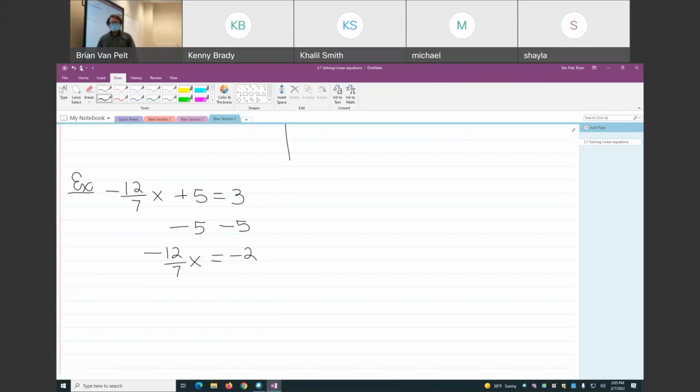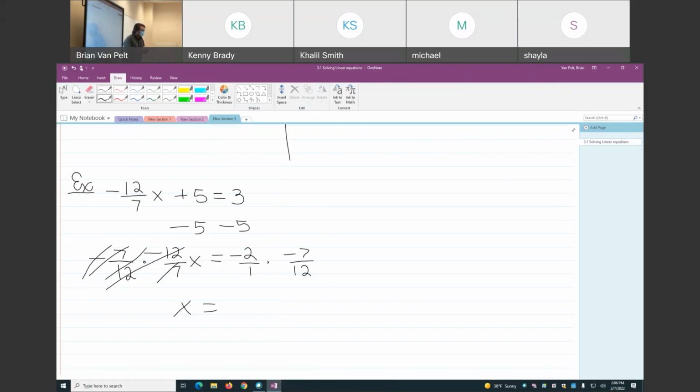I should have put over 1 though, because you know what's going to come, right? Now you multiply by the negative reciprocal of the other side. So I would multiply both sides by negative 7/12. Do it over here too. The left side, everything cancels, so you get rid of everything over there except the x. On the right side, the negatives certainly cancel out.